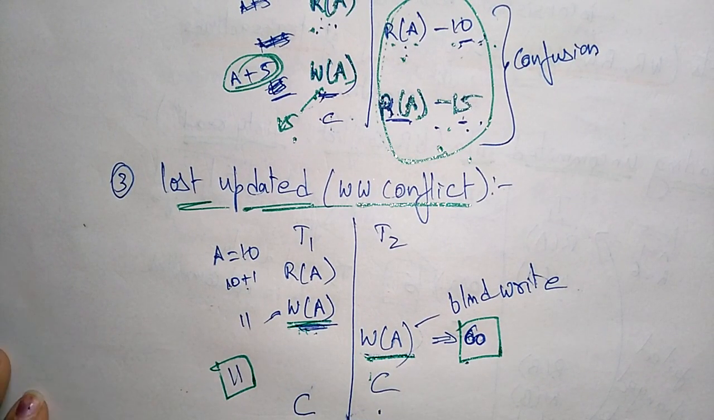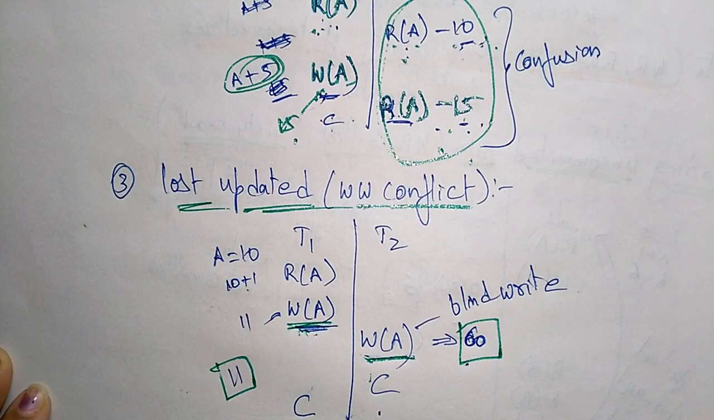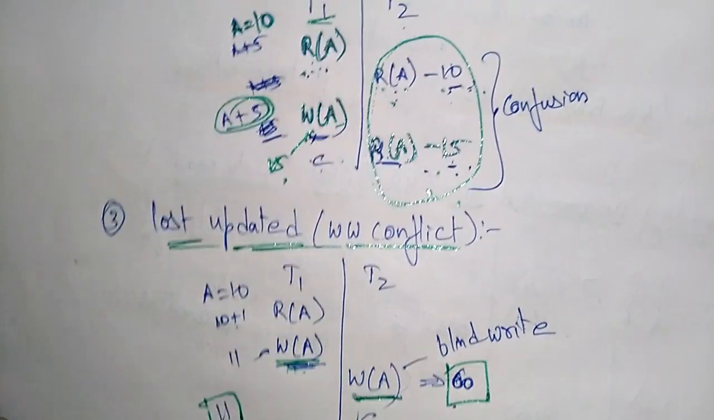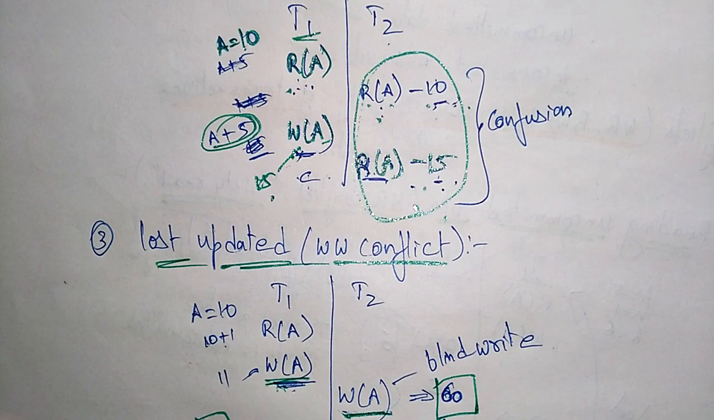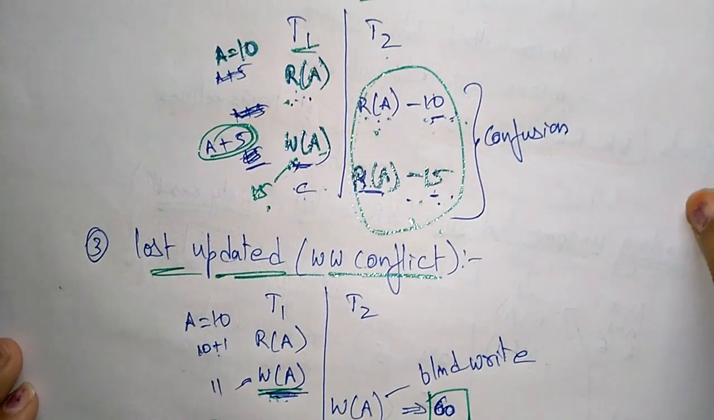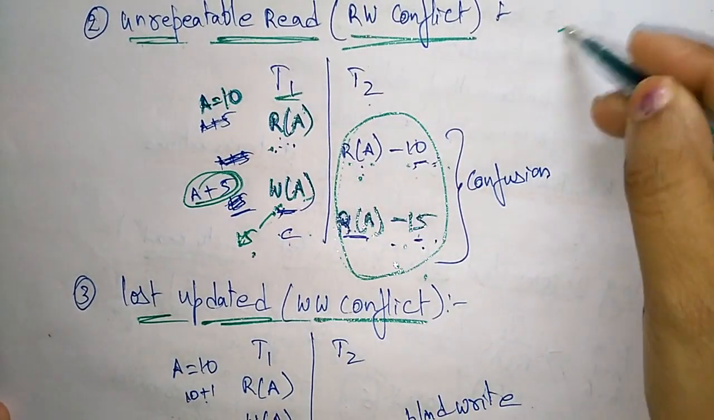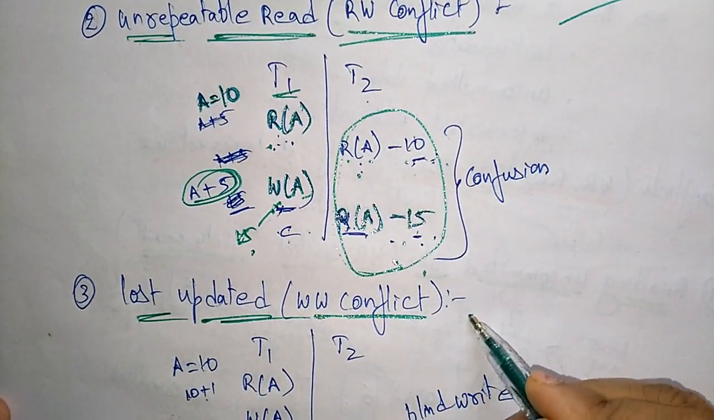So these are the three concurrency control conflicts that are raised while you are transferring data in serializability transactions. The first one is reading uncommitted data, which you call a dirty read. The second is unrepeatable read, and the third is lost update, a write-write conflict.